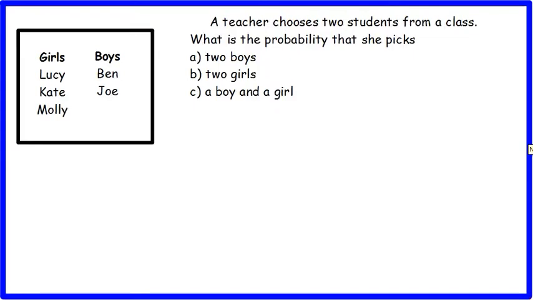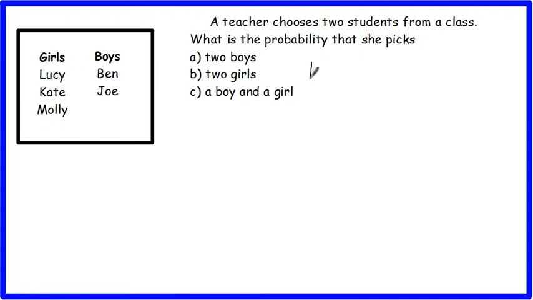A teacher chooses 2 students from the class. What is the probability that she picks 2 boys, 2 girls, or a boy and a girl? We have girls here, Lucy, Kate, and Molly, and boys, Ben and Joe. So let's work out who all could be asked if I chose Lucy.